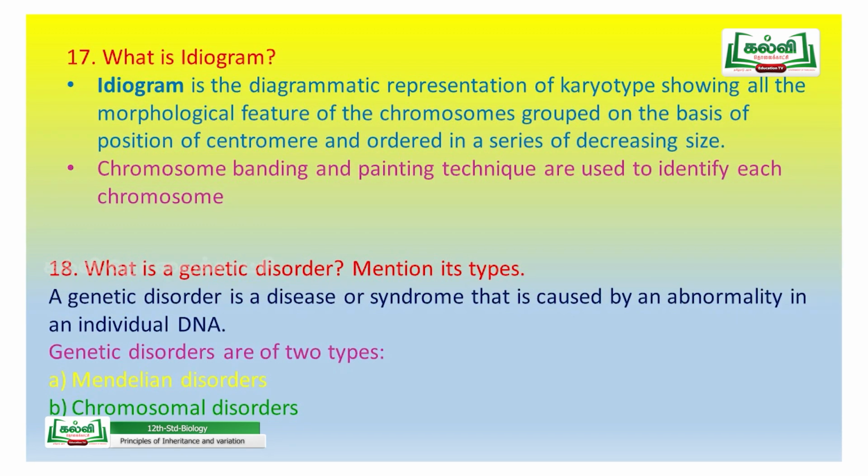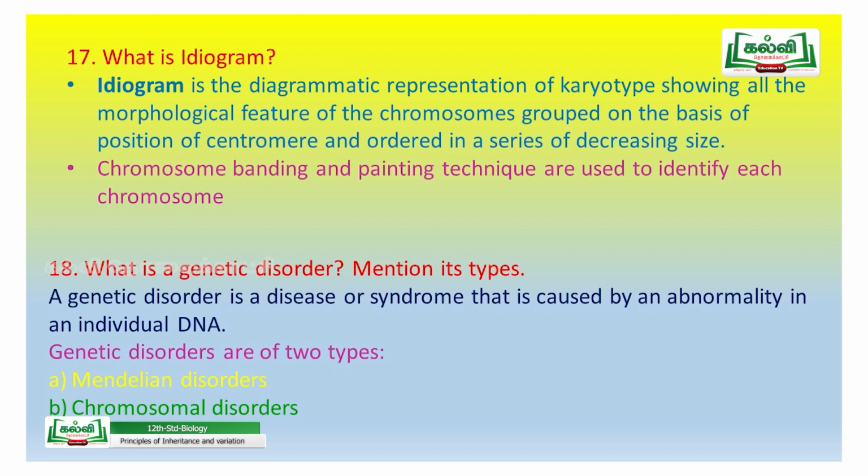What is ideogram? Ideogram is a diagrammatic representation of the karyotype showing all morphological features of the chromosomes, grouped on the basis of the position of the centromere. That is very important. It is based on the position of the centromere and the order of a series of decreasing size. It helps in chromosome banding and painting techniques and is used to identify each chromosome.